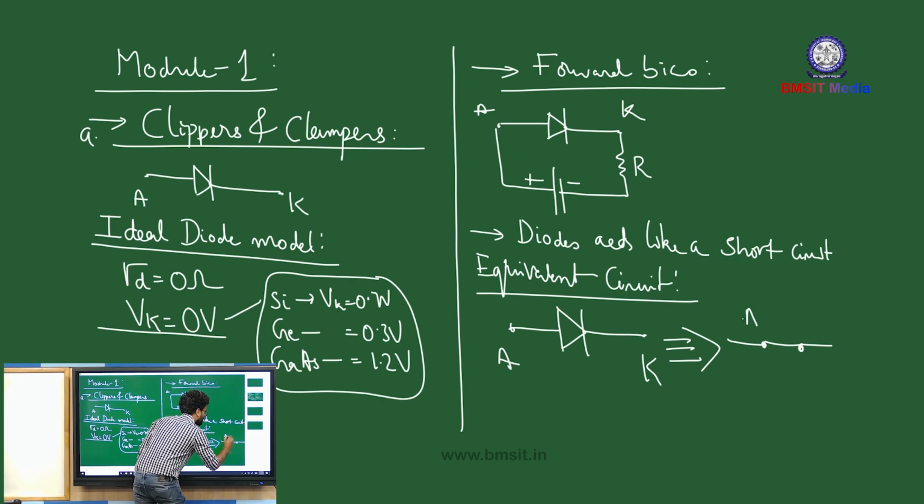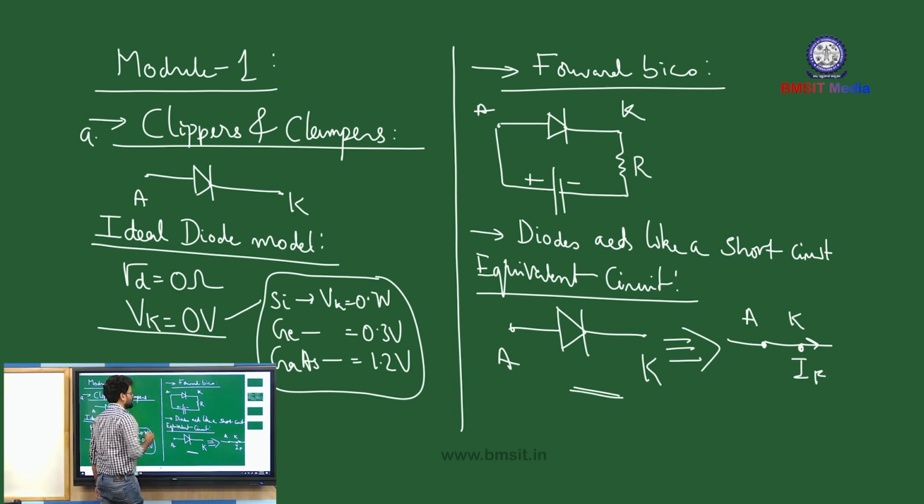This is your anode terminal and this is your cathode terminal. That means the moment you connect an external power supply to a PN junction diode, the diode gets into conduction, and this is your forward current, IF. This is your forward bias equivalent circuit. So whenever we come across a diode symbol under the ideal diode model, we are going to replace the diode symbol with a short circuit of this kind.